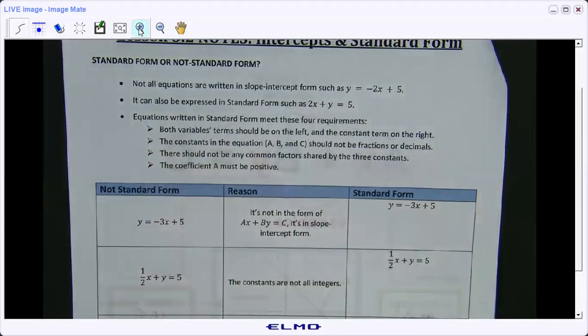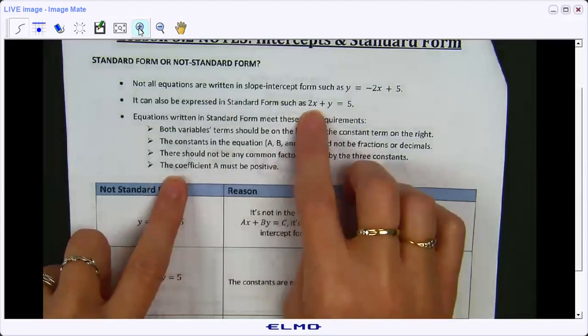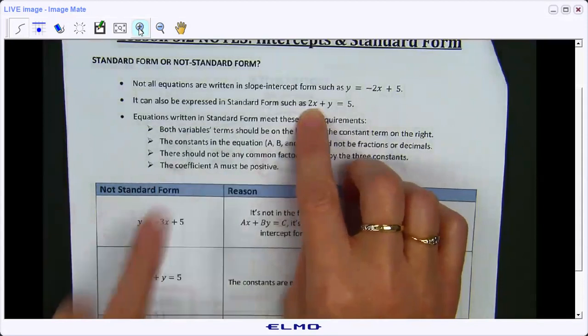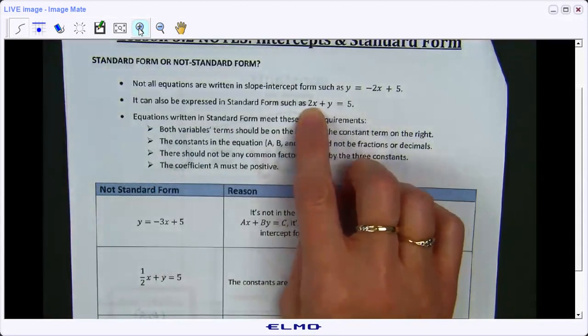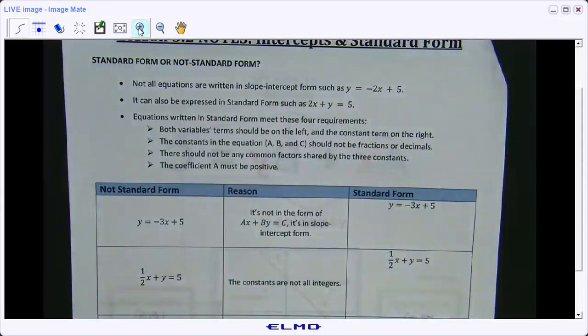So for example, if we had 2, 4, and 6 in the equation, that is not in simplified form. We would have to simplify that, and I'll show you how to do that. And then the coefficient a, where the 2 is up here, must be positive. It cannot be negative. And if it is, we have to change it. So when you see an equation that does not meet one of those 4 requirements, we have to change it. And so we're going to go through this and do that.